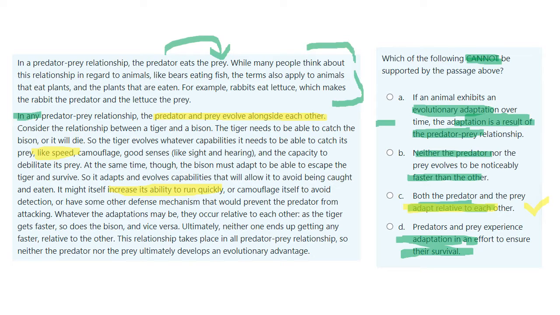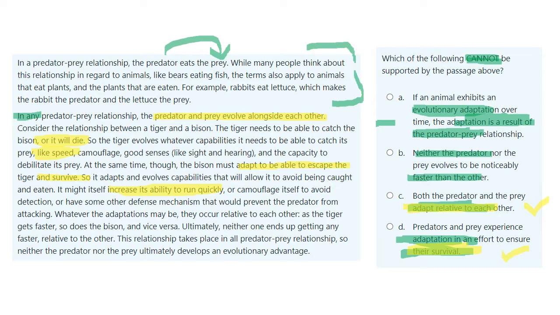The idea that the tiger needs to catch the bison or it will die is the idea of survival. And the same is true of the bison: it must be able to adapt to escape and survive. So both of them need to be able to survive. So D looks like it could be a good answer, as in it is proven by the passage.